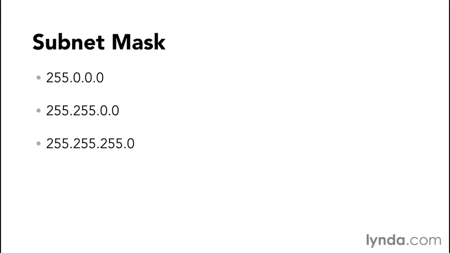They're all a combination of the number 255 and the number 0, and you'll notice they're organized into 4 sections, just like the IP address has 4 octets. The subnet mask also has 4 octets, separated by periods. The subnet mask tells us which part of the IP address is being used for the network and which part of the IP address is being used for the host.